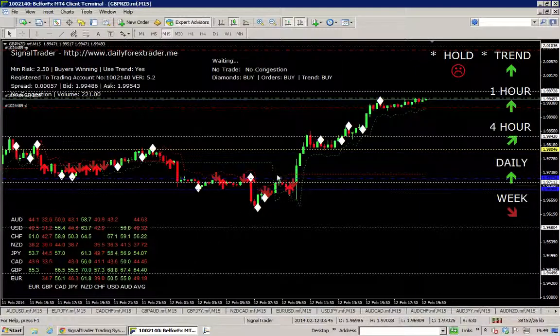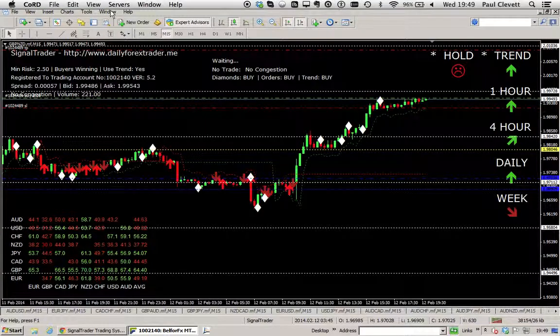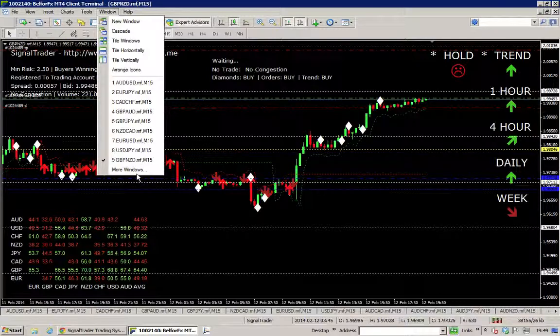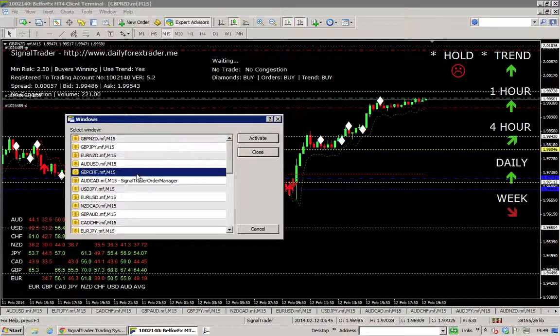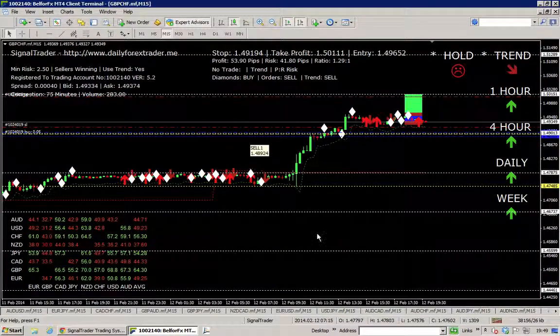So for instance, with this, let me explain what happened here. Let's move to GBP Chief, this one here. Okay, I had a buy on, and the buy was back down here. In fact, it was just here. Okay, so the buy came in, it went up 50 pips, and now it's hanging around. You see it's got a little bit of congestion there. I've not got far to my target.